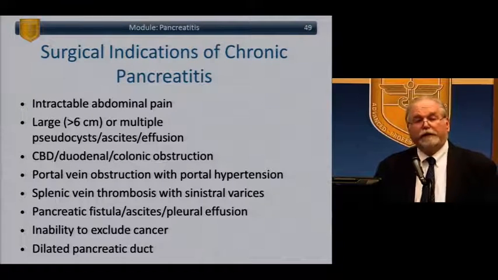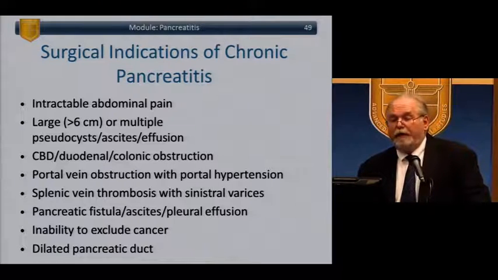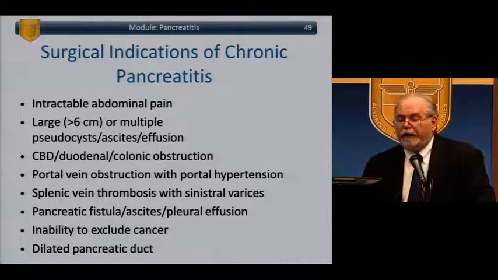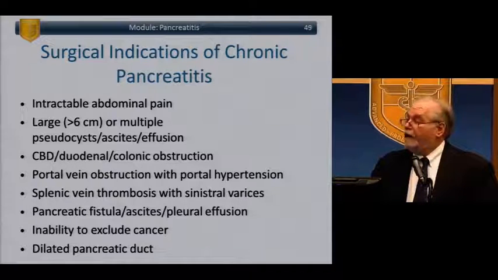What are the surgical indications for chronic pancreatitis? Intractable pain, large or multiple pseudocysts, common duct, duodenal, or colonic obstruction, portal vein obstruction with portal hypertension, splenic vein thrombosis and sinistral varices, pancreatic fistulas or ascites, the inability to exclude cancer, and the presence of these with a dilated pancreatic duct.